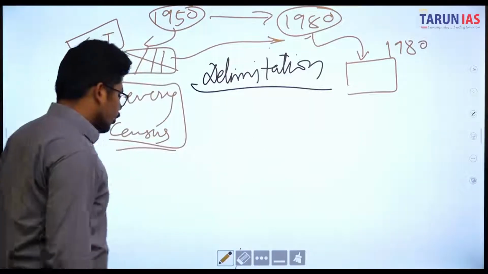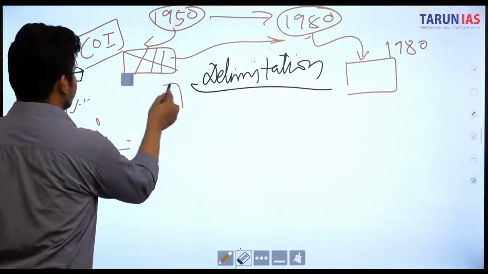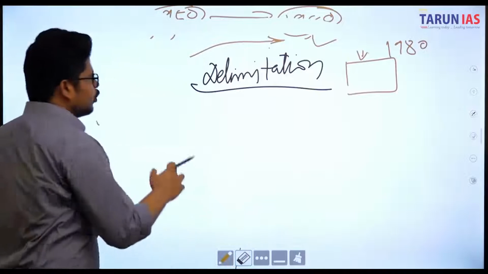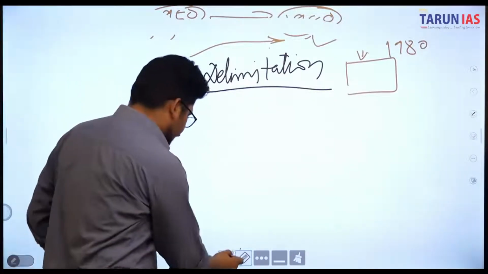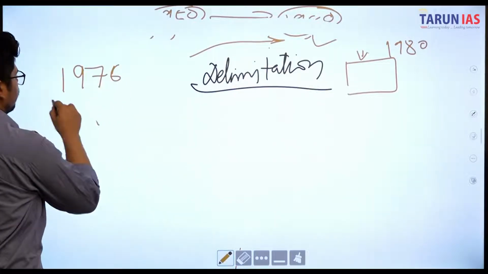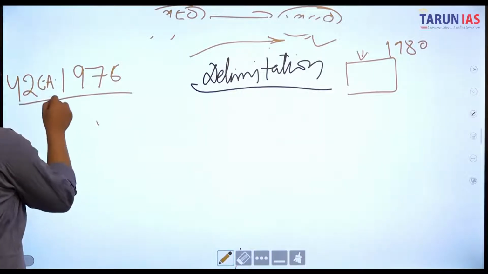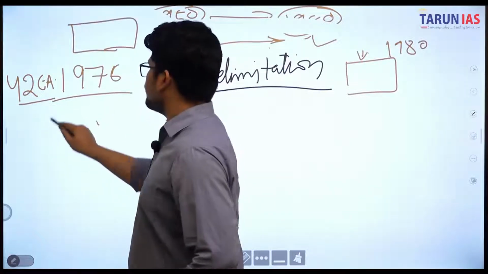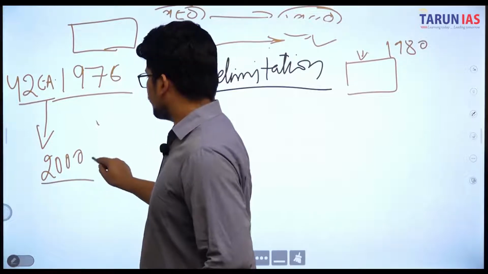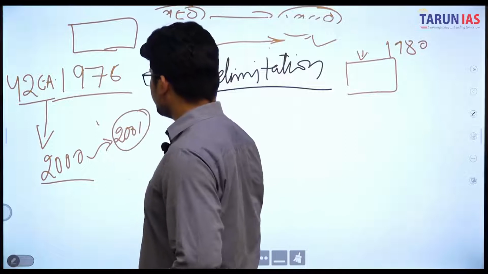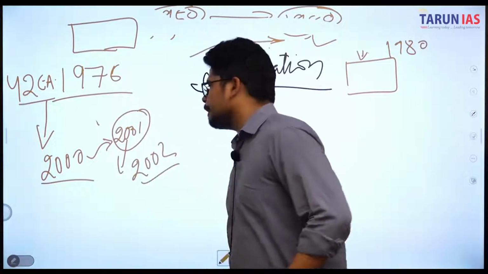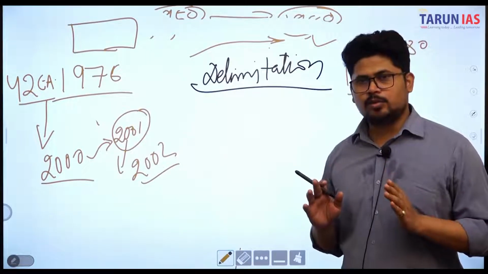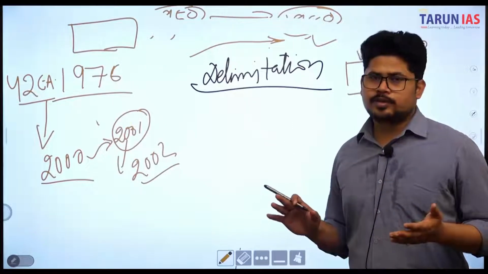So this happened for the first time in 1952, and then 1962, and then in 1976. What happened in 1976 was the 42nd Constitutional Amendment Act 1976: they froze the existing territorial boundaries up to 2000, because the next census will be in 2001. So they froze the delimitation from 1976 to 2000, meaning for the next 24 years no kind of delimitation will happen.